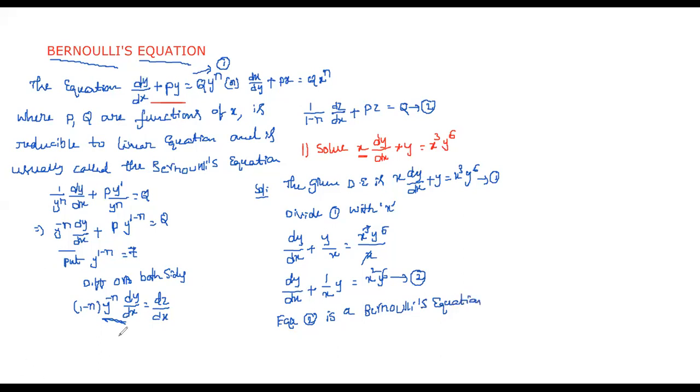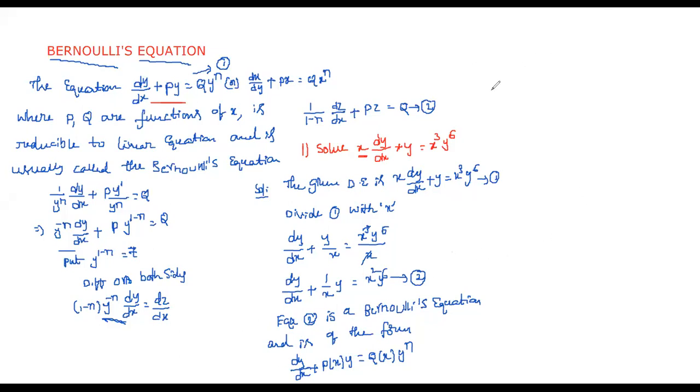So, Bernoulli's equation. Now we need to follow the procedure. What is the form? What is p of x and q of x? So equation 2 is a Bernoulli's equation and is of the form dy by dx plus p of x into y is equal to q of x into y power n. Is this directly in the form of this one or not? Now, we need to convert it into linear.